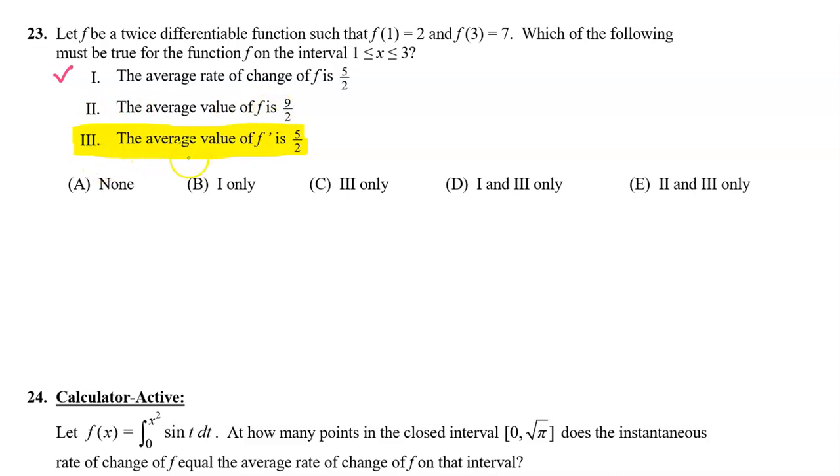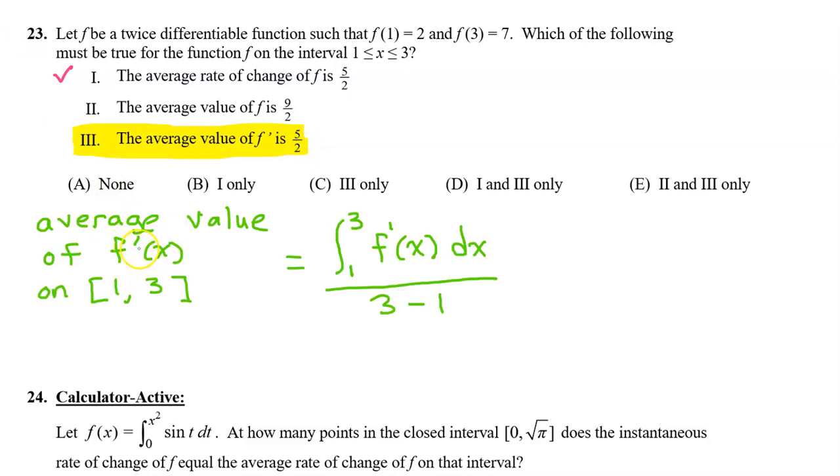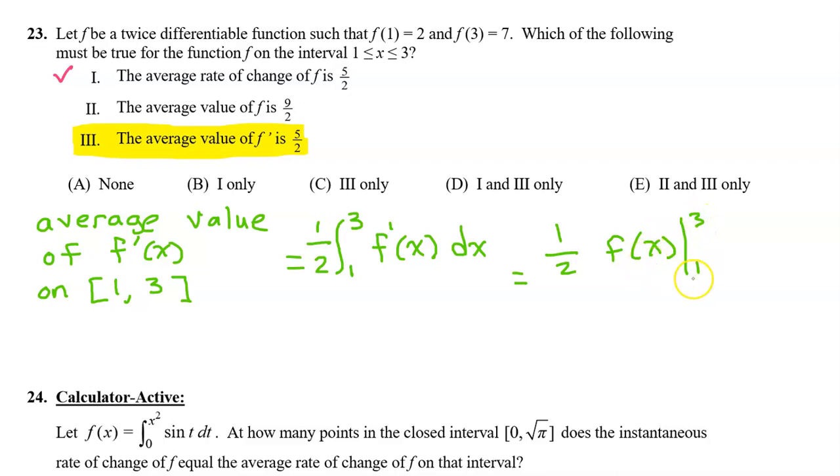Moving on to statement number 3, let's find out if the average value of f prime is 5/2. The average value of f prime on the closed interval from 1 to 3 is the integral of f prime from 1 to 3 divided by the interval 3 minus 1. 3 minus 1 is just 2, and dividing by 2 is the same thing as multiplying by 1/2. So I'm going to write it this way just to save space. When you integrate f prime, you get f. So we're going to have f of x. I'm going to just leave the 1/2 out there in the front as I evaluate using the limits of integration from 1 to 3. And remember, this means we need to find the value of f at 3 minus the value of f at 1.